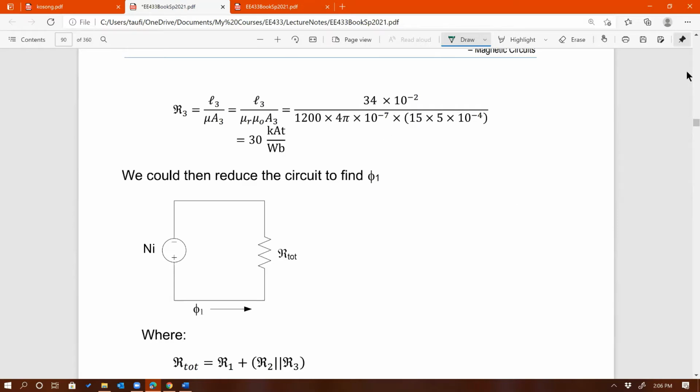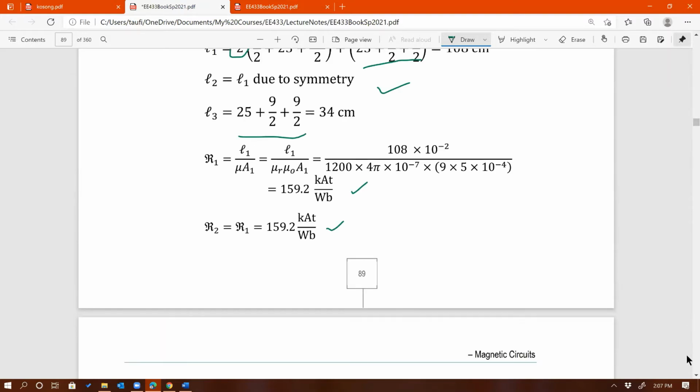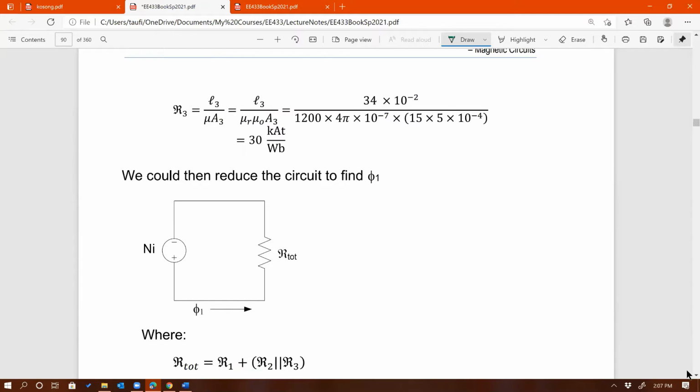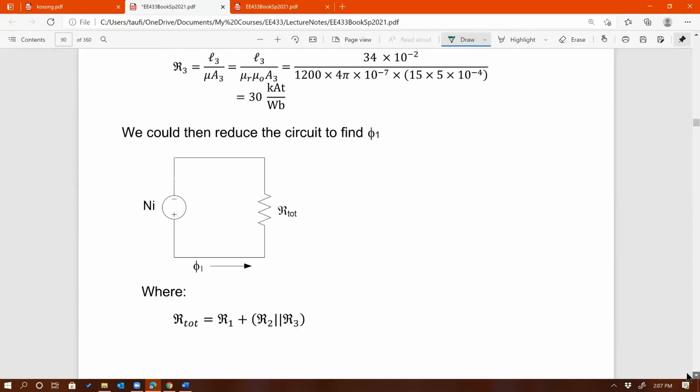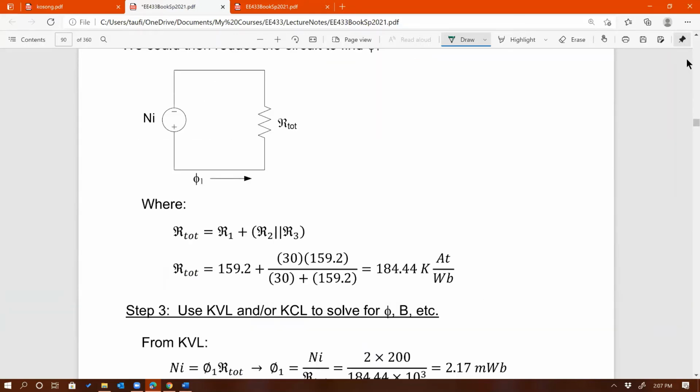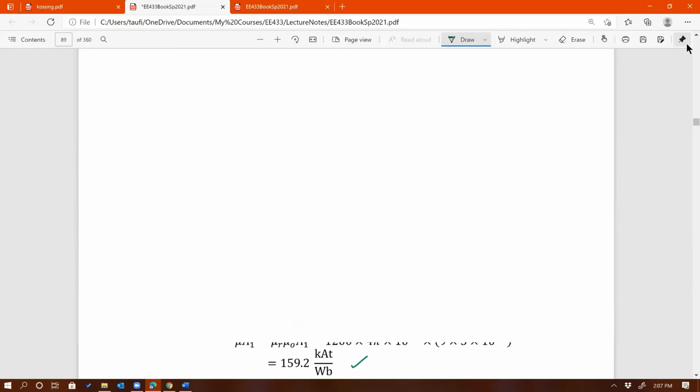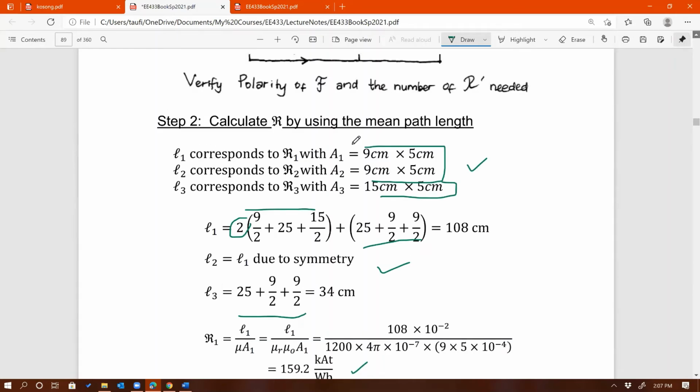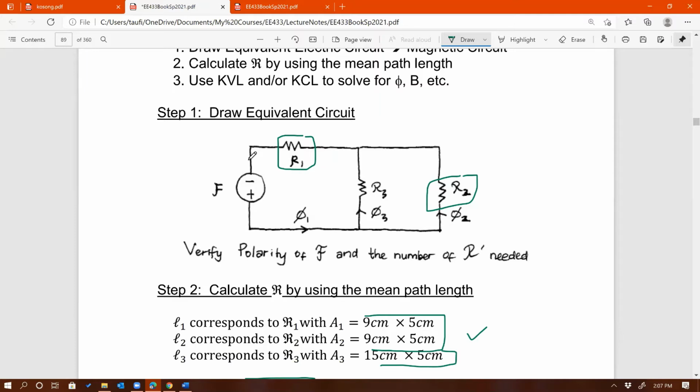Okay, so you can see it's kind of tedious, going through this, just like going through circuit analysis, right? Once we get all 3 reluctances, then we could get the equivalent circuit. Imagine if this is our circuit right there, then how do you find the total current? If you have all three resistances, right?